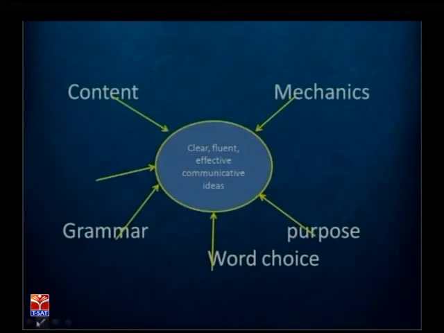So, to write any book, we have to follow a proper organization of the beginning, middle and conclusion. For effective communicative ideas, we have to look into the content part, the mechanics part, as well as the purpose, what type of words you are going to give, and what type of grammar. These all should be there in the mind, and at the same time aspects, these are also very important, and the grammar part.